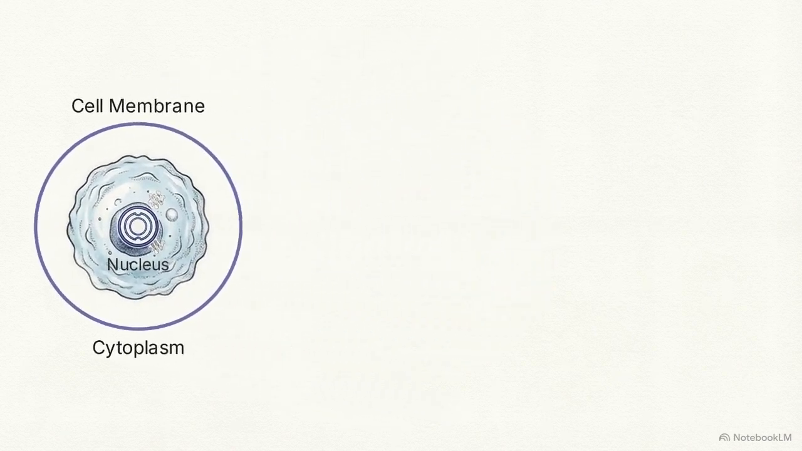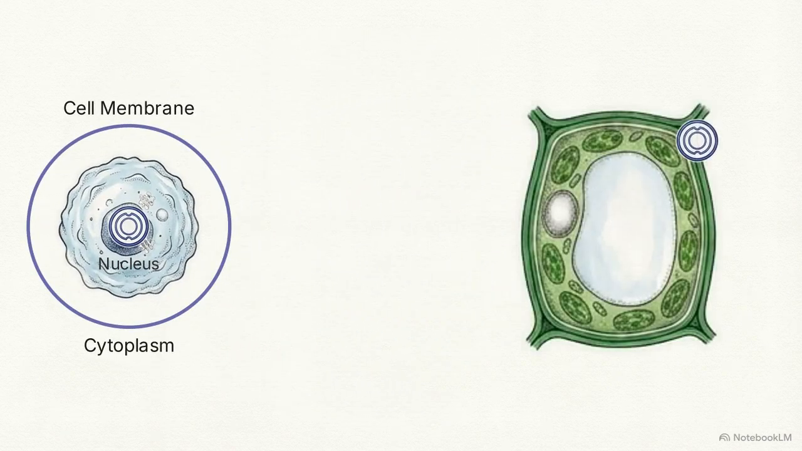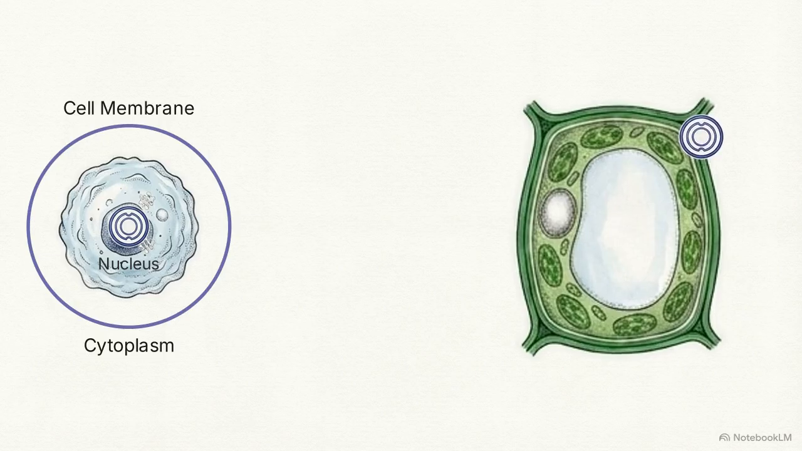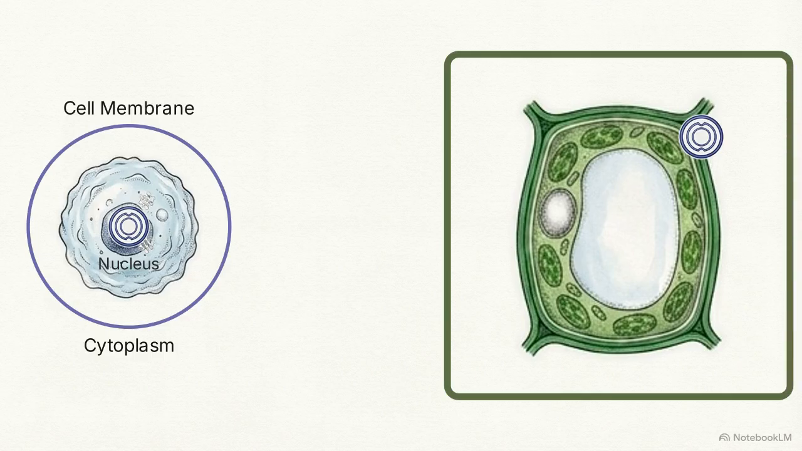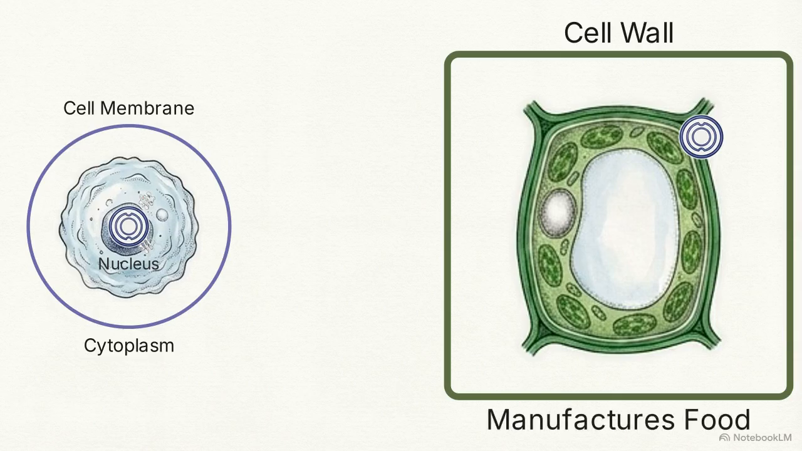Plants cannot run from predators or move to find shelter from the wind. To survive, their cells are encased in an extra thick outer layer called the cell wall. It provides rigid armor and structural support. Because they are rooted in place, plants must manufacture their own food.